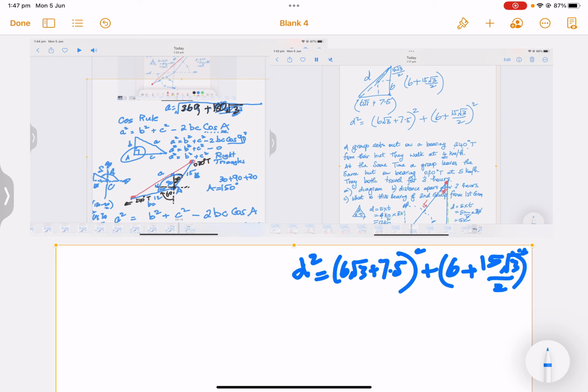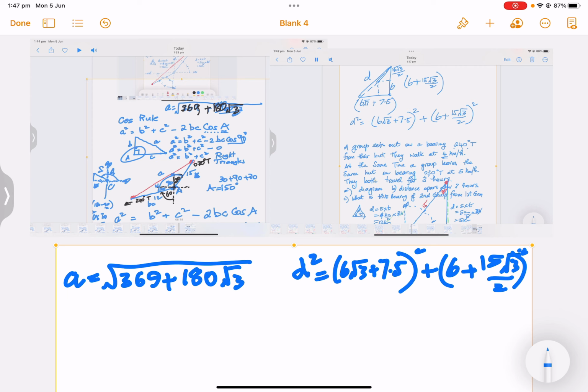I just wanted to look at the second way, where we're using the cos rule. We said that A, which is our distance in this question, was the square root of 369 plus 180 root 3.